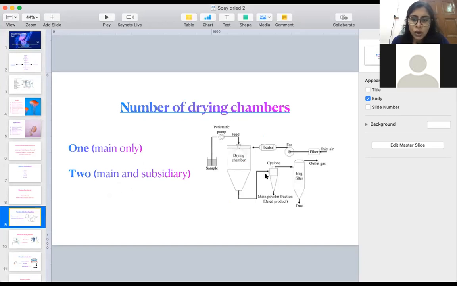So in this cyclone part, as you can see, can you see the mouse? I'm moving it. Can you see it? Yes, ma'am. So as you can see here, this chamber may be single or this may be multiple chambers, and from those chambers, all the air comes inside the cyclone. Is this clear? Yes, ma'am.